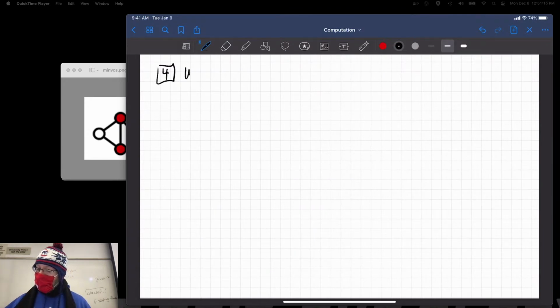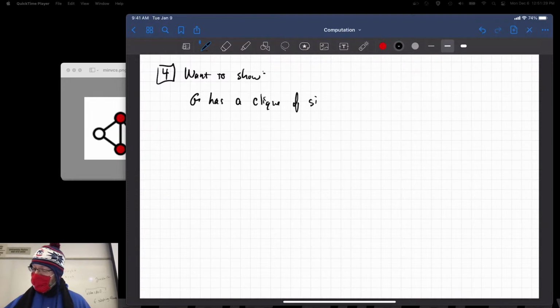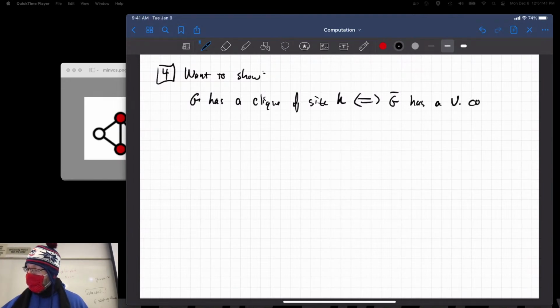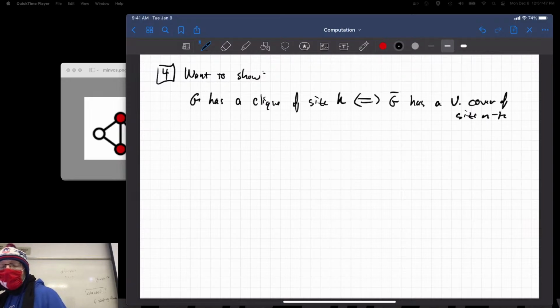We want to show that, and we have plenty of time here, G has a clique of size k if and only if G complement has a vertex cover of size n minus k. Is this working?